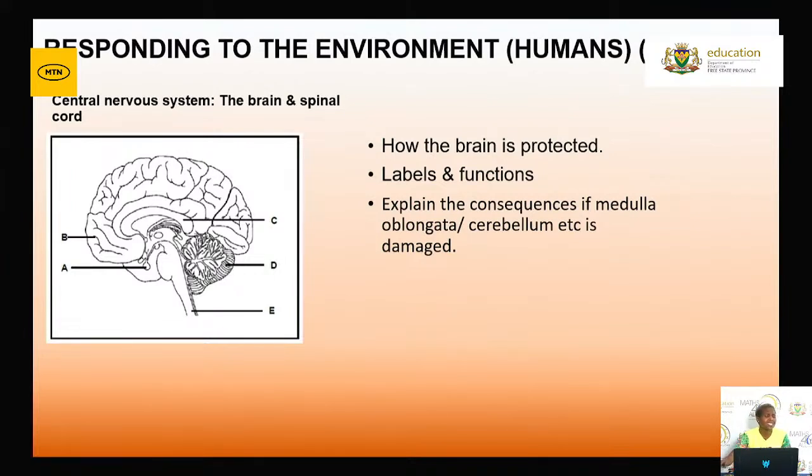And then remember the central nervous system, the brain and spinal cord, and how the brain is protected. You still remember that it is protected by what? By the meninges and the cerebrospinal fluid. So please remember all the labels of the brain and the functions: cerebellum, cerebrum, medulla oblongata, the spinal cord, and what else? Okay, we also have the pituitary gland. And then please remember pons varolii. It is not included in your examination guideline. And then again, you must also be able to answer the damage or injury questions based on this. What will happen if the medulla oblongata or cerebellum is damaged?